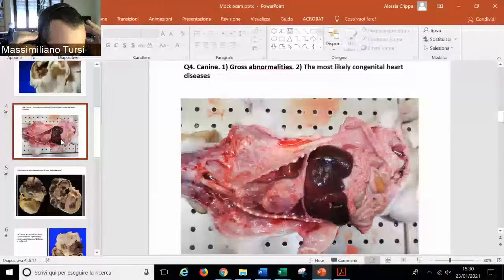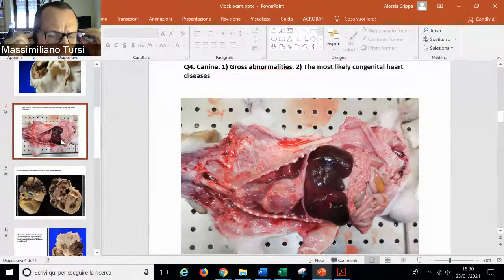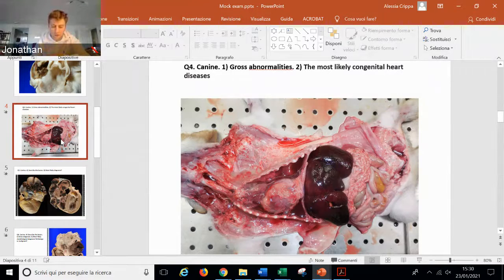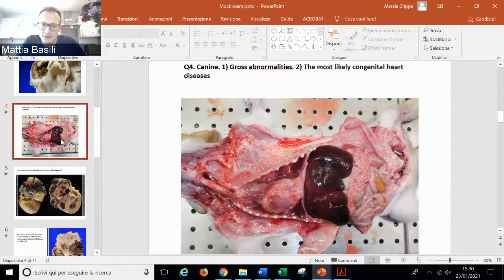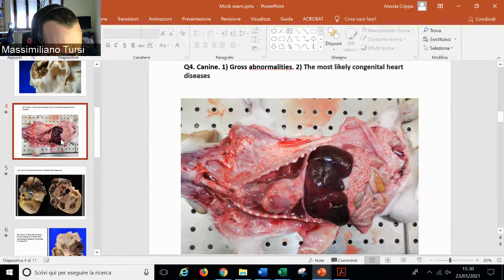Okay. Jonathan? This is okay for me. Perfect. And the next, Maria. The one for her was pulmonic stenosis. Okay, thank you. If you want, we may continue more quickly. For example, do you prefer the next one, Alessia? Thank you.